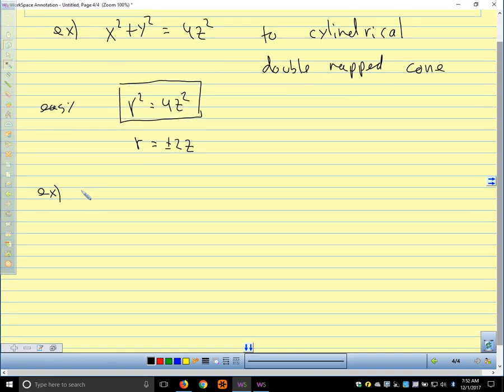To cylindrical. 4x squared plus 4y squared plus z squared equals 1. And we're going to cylindrical. So what is this one? An ellipsoid. In the xy plane, 4x squared plus 4y squared equals 1. That's a circle, so in the xy plane we get a circle. 4x squared plus z squared equals 1. That's an ellipse. 4y squared plus z squared equals 1. Ellipse. So this is going to be an ellipsoid. I called it.